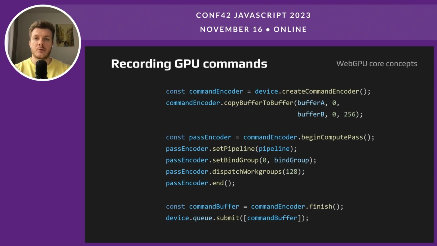To record GPU commands, start by creating a GPU command encoder from your device. This allows you to transfer data between buffers and textures. You can then initiate render or compute passes. Once you're done, it generates the GPU command buffer. Remember, a command buffer remains inactive until it is queued. And once a command buffer is submitted, it can't be reused.